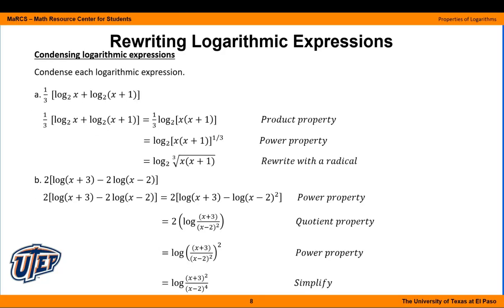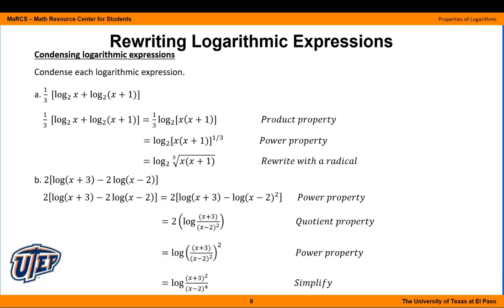Now let's condense logarithmic expressions into a single logarithm. For part A, we have 1/3 times log of base 2 of x plus log of base 2 of x plus 1. Using the product property, we have 1/3 times log of base 2 of x times x plus 1. And applying the power property, we have log of base 2 of x times x plus 1, all raised to the power 1/3. Finally, we can rewrite this using a radical to get log of base 2 of the cube root of x times x plus 1.